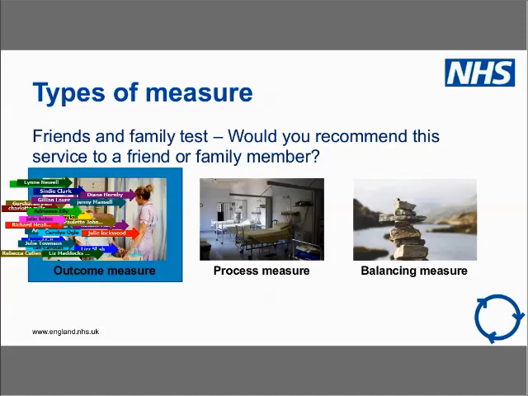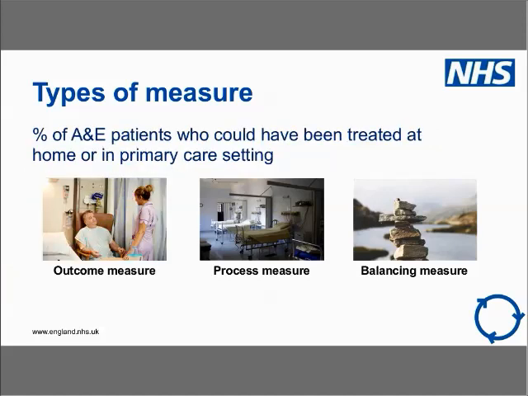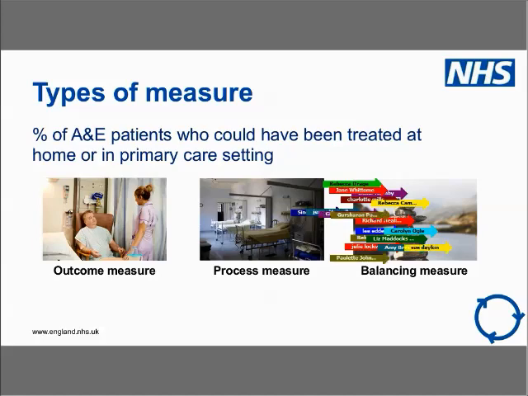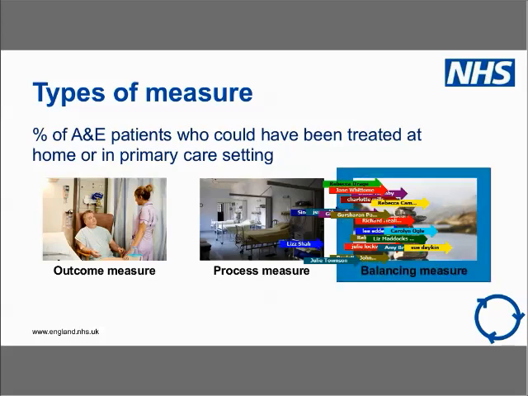So one more to do. No clues as to what it might be. So what type of measure is this? Percentage of A&E patients, Richard straight in there, who could have been treated at home or in primary care. And yeah, we've got folks thinking about it. Tend to be a bit tricky to spot these, but yes, it's a balancing metric. Exactly. So there we go. I think we've got the idea of that.